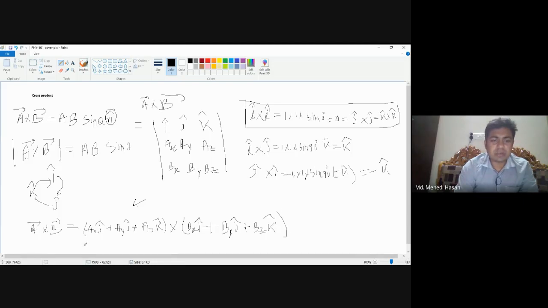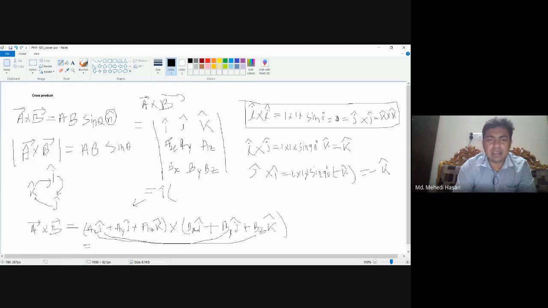From this you can find the 9 quantities, but in case of i cross i, the result is 0. So you have to calculate the remaining ones. ax by, and i cross j is k, so ax by k. And ax bz, so i cross k is minus j, so in this case minus ax bz j. So this is the normal mathematical rule.